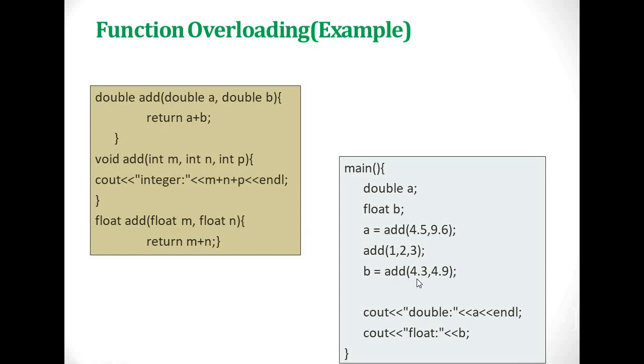And then b equal to add of 4.3, 4. This will be the float function, and then the float values will be added and printed. Cout will print the double value in a and the float value in b.